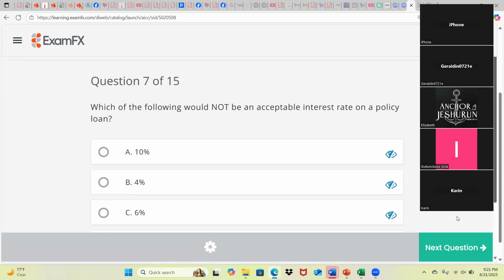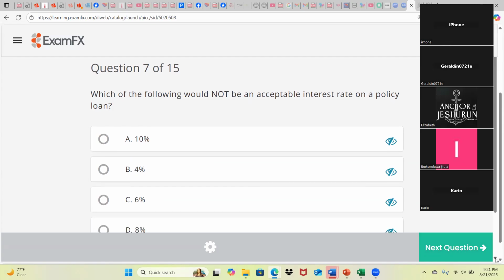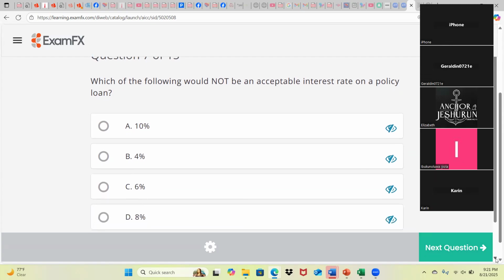Which of the following would not be an acceptable interest rate on a policy loan? A is 10%, B is 4%, C is 6%, and D is 8%. Okay. 10% will not be acceptable. The correct percentage here in Washington is 8%.